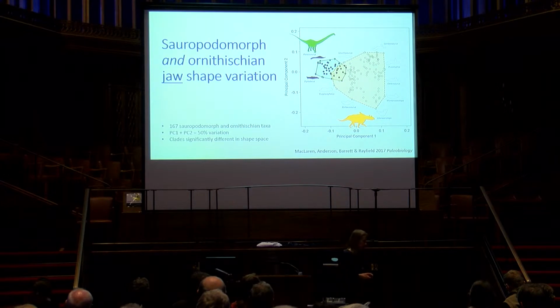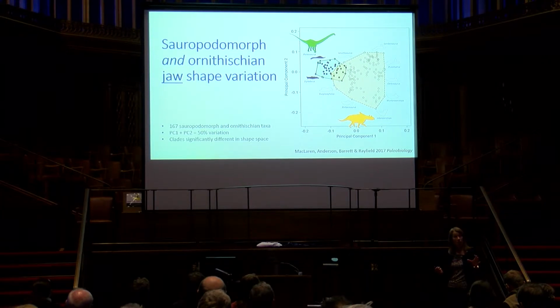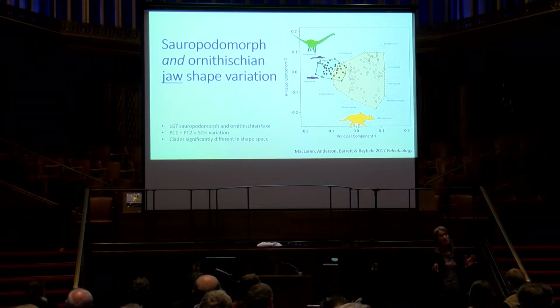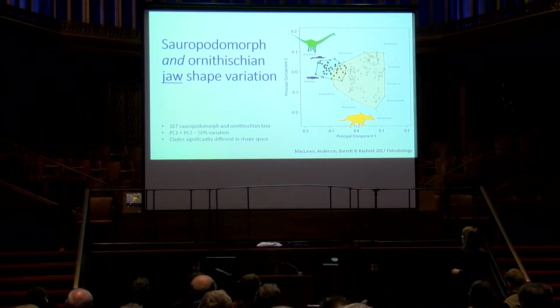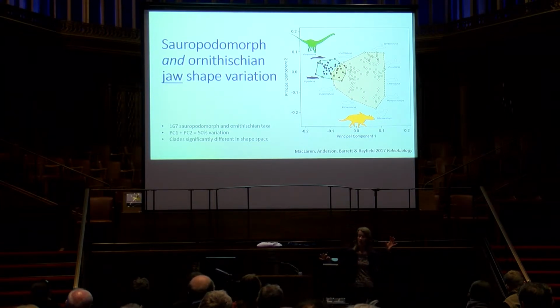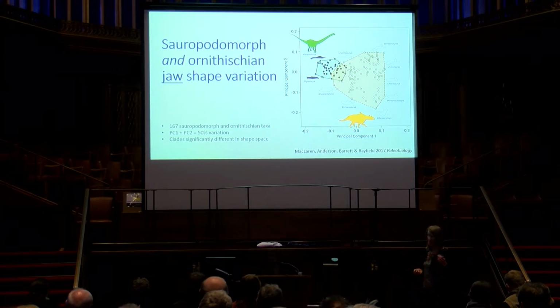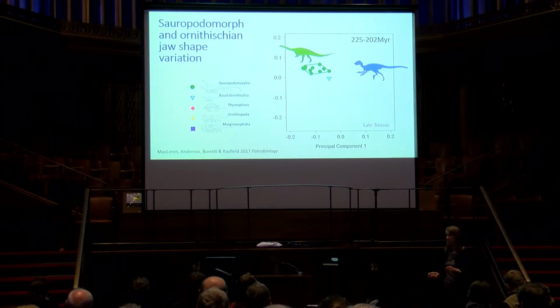Now, a study that we did in my lab looked at, instead of skull shape variation, jaw shape variation. This was done for 167 ornithischian and sauropodomorph taxa, so this was the shape of the mandible. What we found is that there was a significant difference in the shape of the jaws between sauropodomorphs and ornithischia. And we also tracked this variation through time.